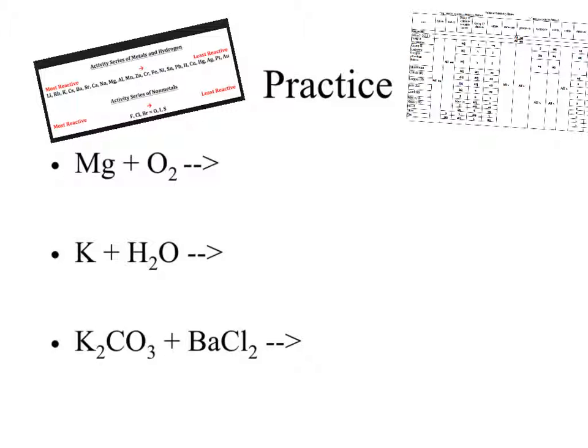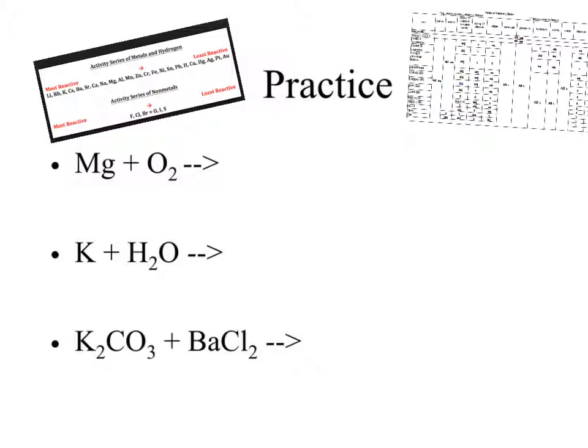Our next practice, we've got a compound plus a compound. So this is going to be a double replacement reaction. So here we're going to be looking for a precipitate to be formed. So let's figure out what our products are going to be first. So our positive is going to end up with the new negative, and the anion on one side is going to end up with the cation on the other. So let's label our cations and our anions first.